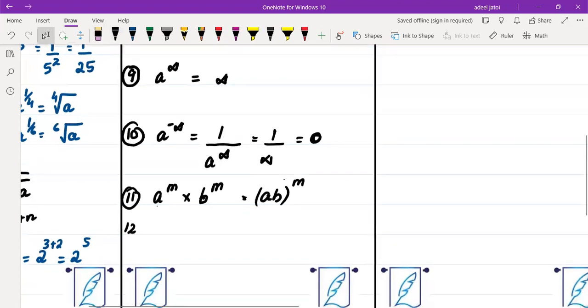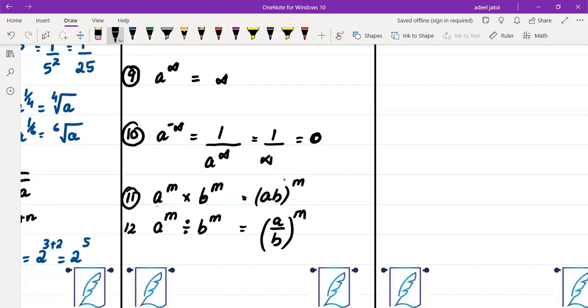Rule number 12, if the bases are different but the powers are same and they are divided, that means we will have a upon b to the power m. This was rule number 12.